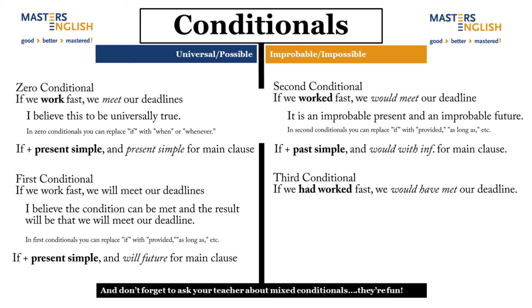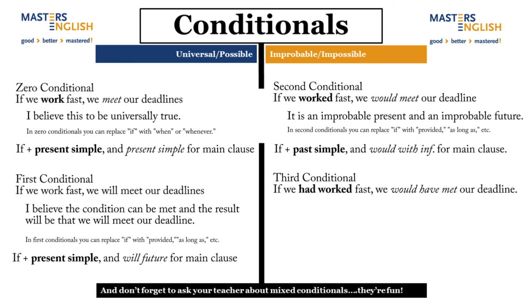And what I'm doing by using this past simple, I'm not putting it in the past. I'm taking it away from what I think is real. I'm saying that I don't believe that this is real. That's the nuance of this. If we worked fast, we would meet our deadline. Well, the fact of the matter is we're not working fast, and so we probably won't meet our deadline. But if that were different, if we worked fast, we would meet our deadline. It's something that I believe is improbable, bordering sometimes on impossible, an impossible future.